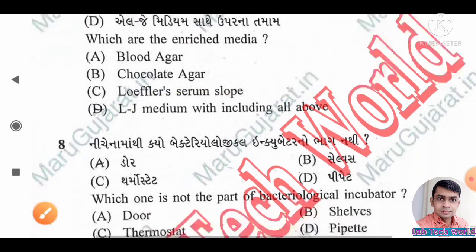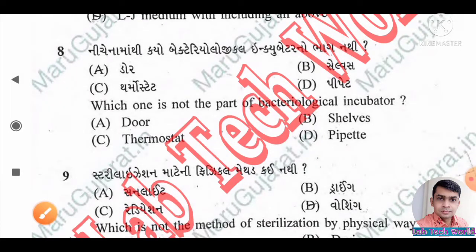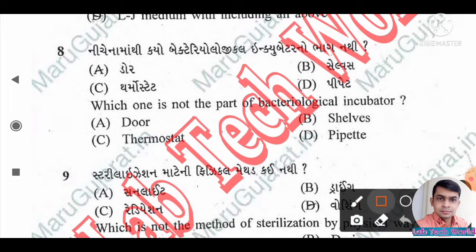Move to the next question number 8. Which one is not the part of bacteriological incubator? Options A, door, B, shelves, C, thermostat, D, pipette. And it is very easy question, all of you can answer. The correct answer for this question it is D, pipette is not a part of bacteriological incubator. So D, pipette is the correct answer for this question.